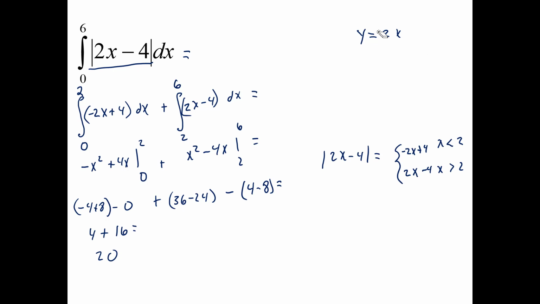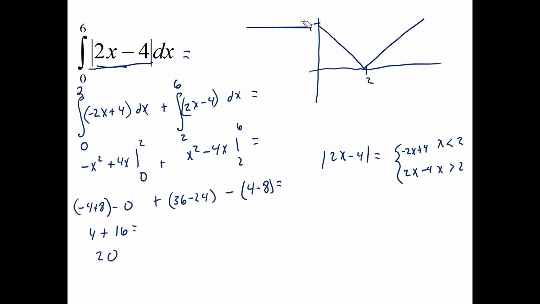It's important to have more than one approach, because what we could have done with this problem, even though we now have the fundamental theorem of calculus, is we could have graphed the function. The graph is an angle whose vertex is over here at 2, because that's what makes this 0. 2 times 2 is 4, minus 4 is 0. And this is just a standard absolute value graph. When I put in 0, I get the absolute value of negative 4, which is 4. And when I put in 6, 2 times 6 is 12, minus 4 is 8.